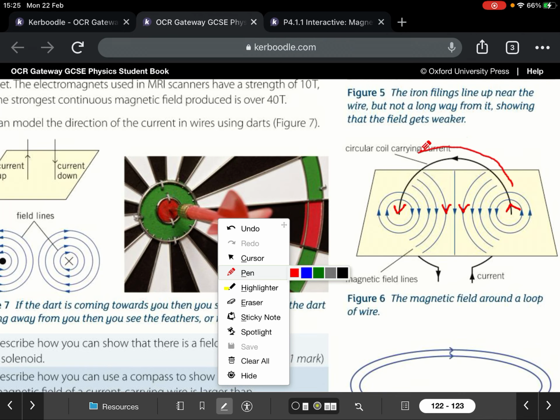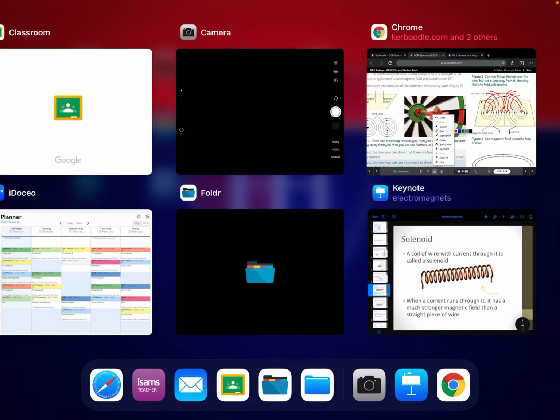Now imagine you have lots and lots of loops of wire and all the magnetic fields. Suddenly, can you see how many magnetic field lines we're getting? This is the wonkiest magnetic field I've ever seen. You know what I'm trying to show here though. The more magnetic field lines, remember, the stronger the magnetic field. So by having lots and lots of loops of wire, you end up with a very strong field.